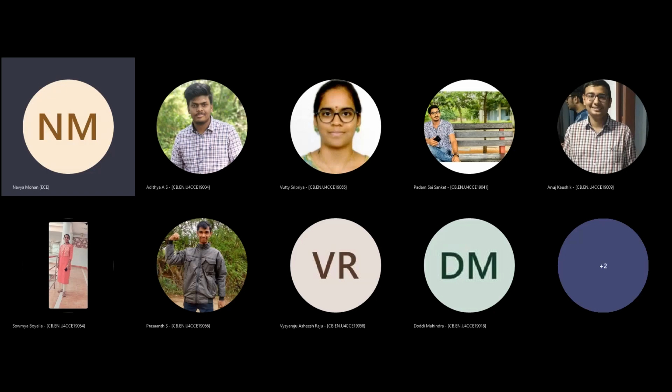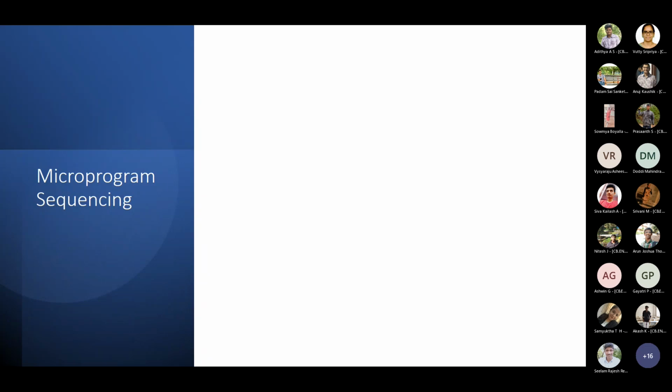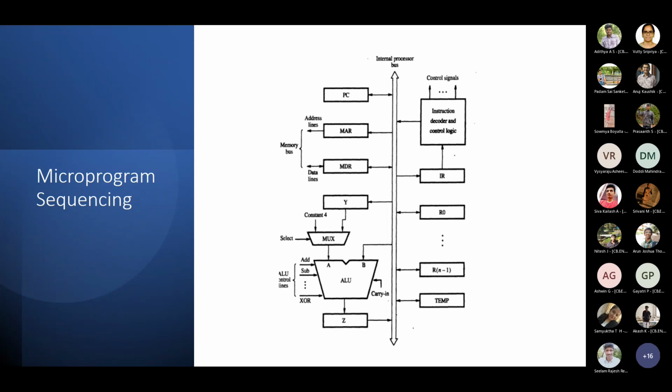Okay, so we will continue with the microprogram sequencing. Last class we had a revision of what you have studied in this chapter, and we will continue with that. So we'll continue with the microprogram sequencing, and this diagram will come in reference everywhere whenever I'm talking about microprogram sequencing, because this is the backbone of the microprogrammed control unit.